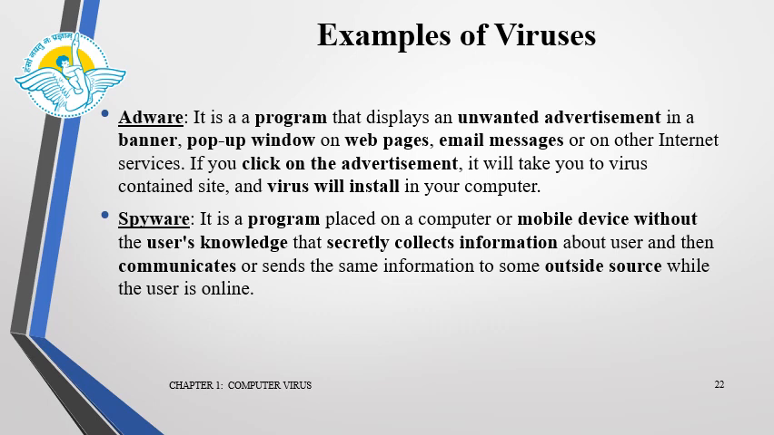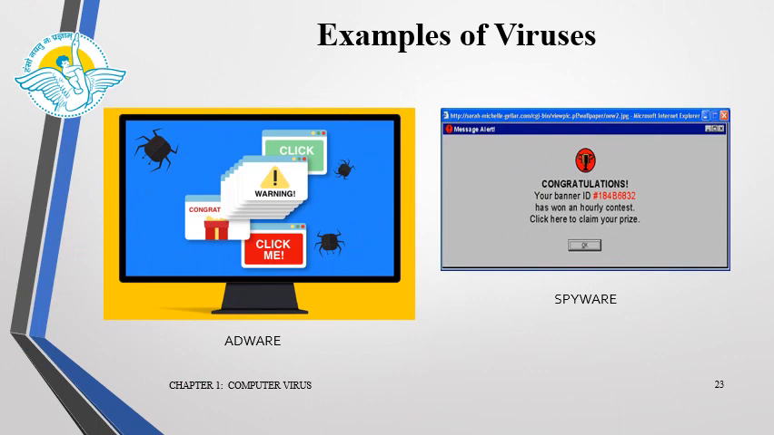Next example is spyware. It is a program placed on a computer or mobile device without the user's knowledge that secretly collects information about user and then communicates or sends the same information to some outside source while the user is online. These are the illustrations of an adware and a spyware.